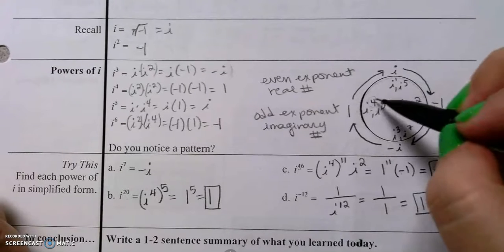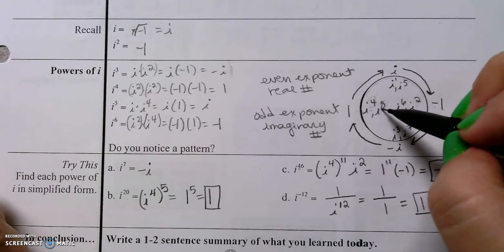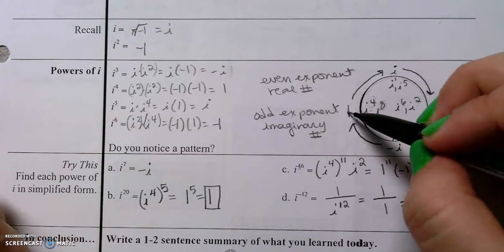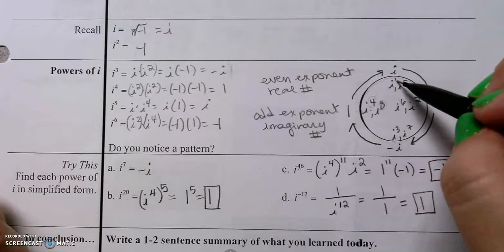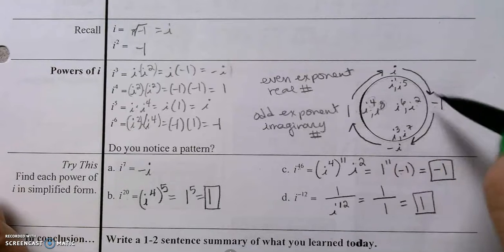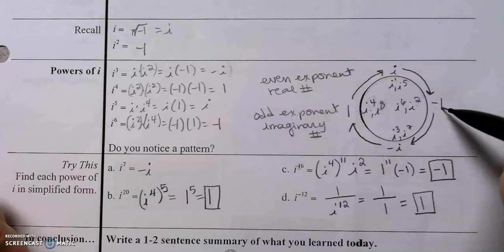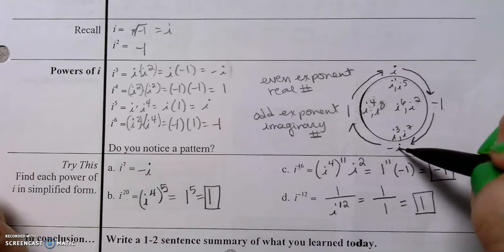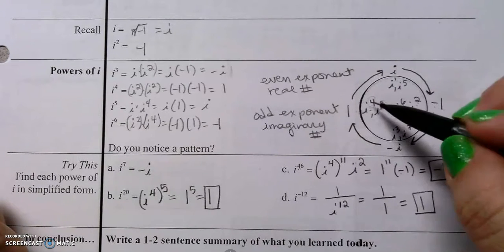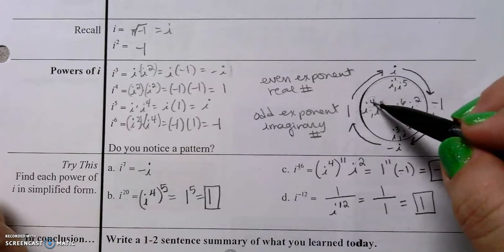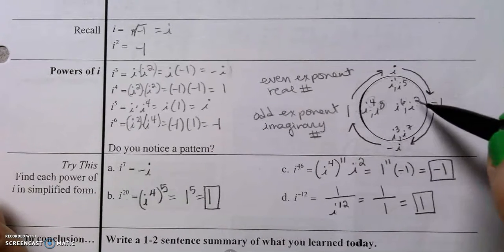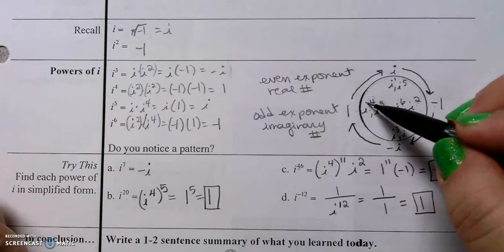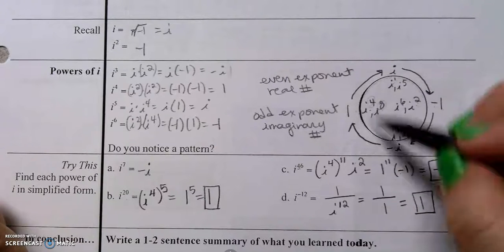So again, looking at that, if the exponent is a multiple of 4, then i to that exponent is just 1. If it has a remainder of 1, then it's i. If it has a remainder of 2, it's negative 1. And if it has a remainder of 3, it's negative i. And those are the only possibilities, because if it had a remainder of 4, its remainder would actually be 0. So remainder of 0, 1, 2, 3, 0, 1, 2, 3. And so we can just go around the cycle that way.